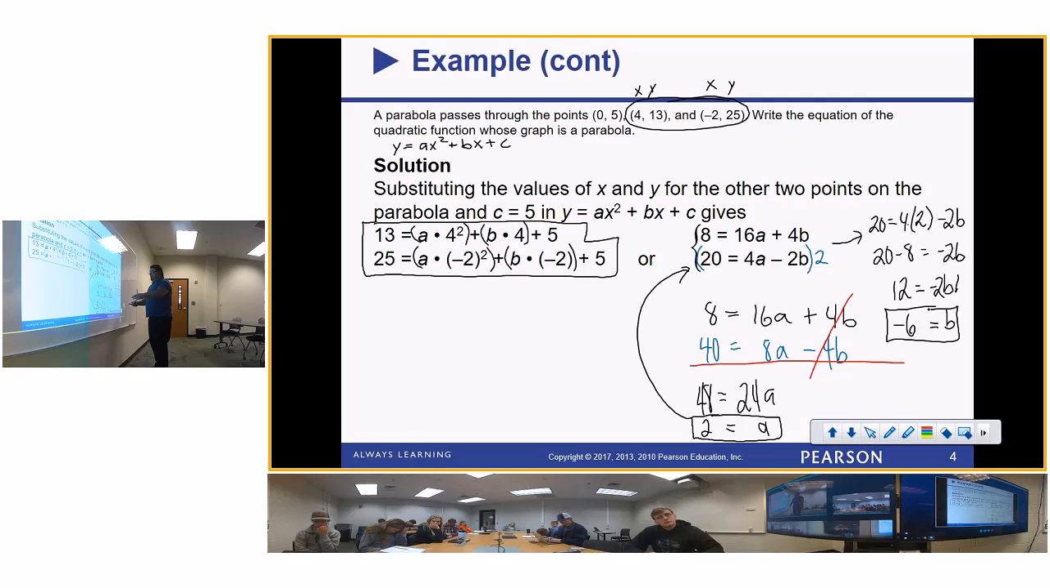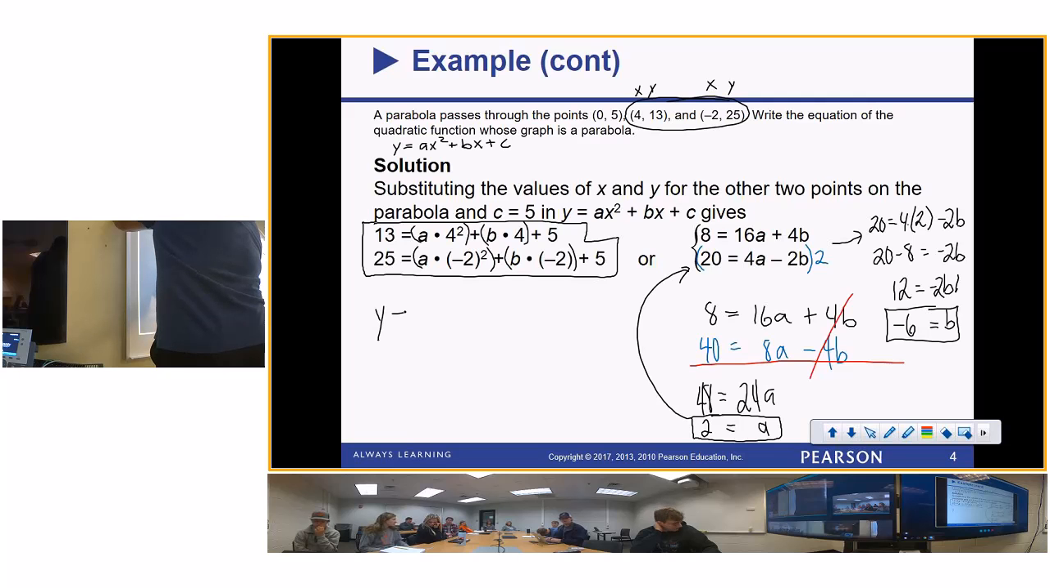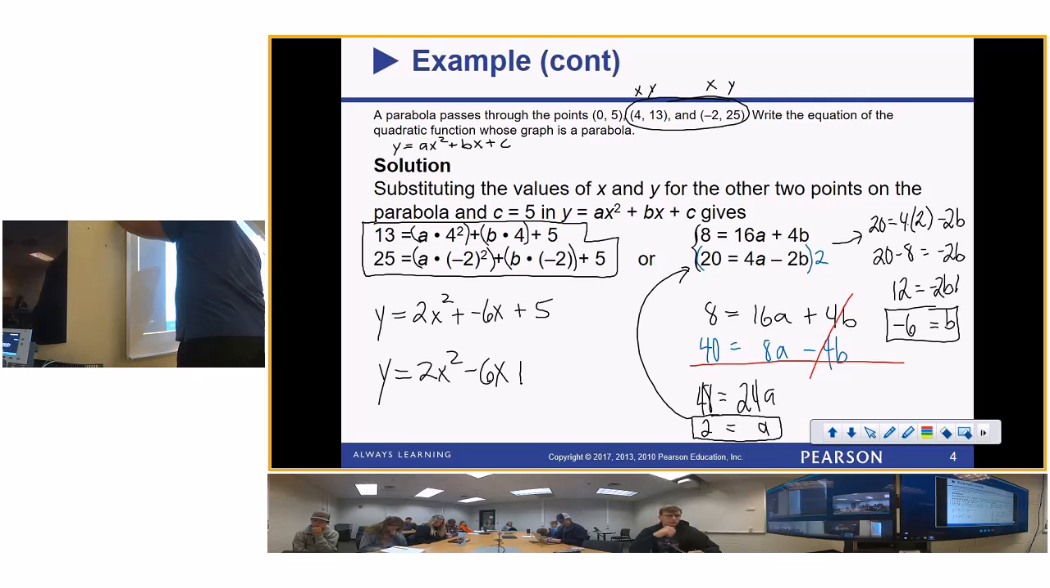Or isn't that a positive 6? Oh no, you're negative 2. Never mind. Can I teach now? Can I be in control? I'm sorry. Y is equal to 2x squared plus negative 6x plus 5. So our quadratic for those 3 points is 2x squared minus 6x plus 5.